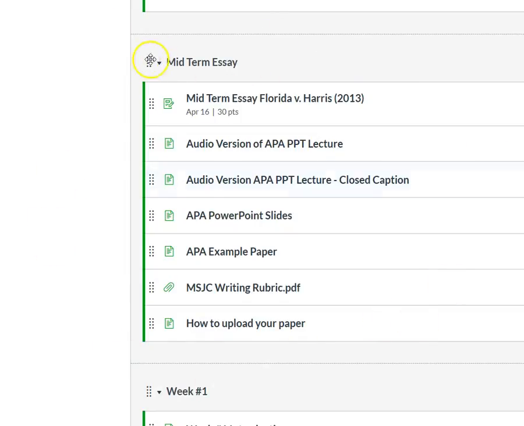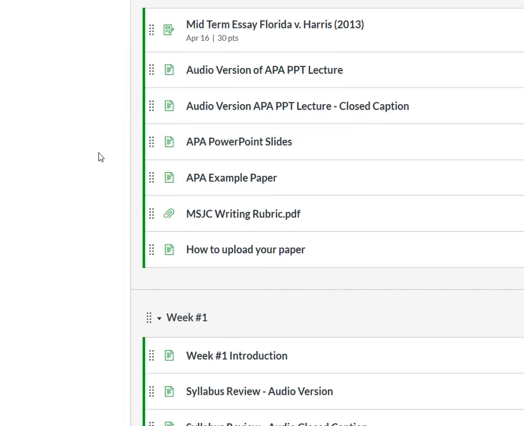Now, when you view this, it might look like a folder, but in there are going to be these different things. And oh, look, they had the same paper that you did. So it's Florida versus Harris. If you click on that, it opens up the assignment, and it might have some reading and some links and things for you to look at. There's an audio version of the PowerPoint lecture, kind of like what we're doing right now. There's an audio version here of the PowerPoint lecture with closed captioning.